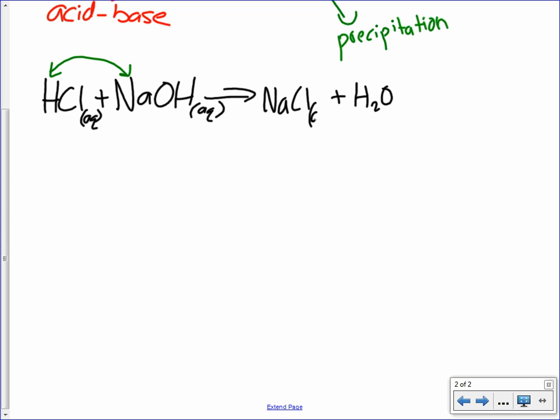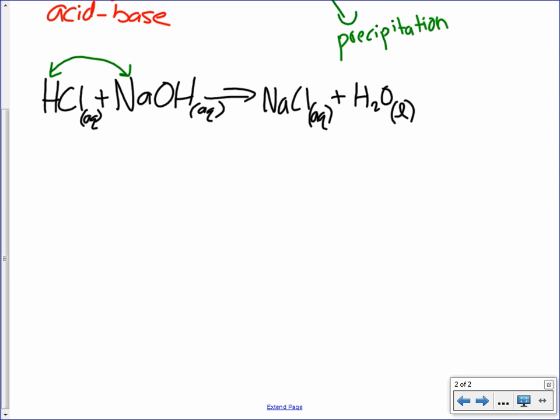Okay, let's add in our phase symbols. Salt dissolves in water, so it's going to be aqueous. And water is a liquid. So that's what we make, water and salt. So it works just like any other double replacement reaction. You switch the cations or switch the anions, however you want to look at it.